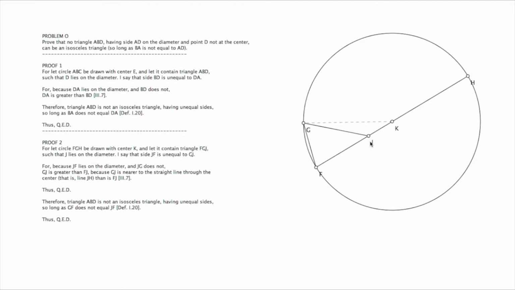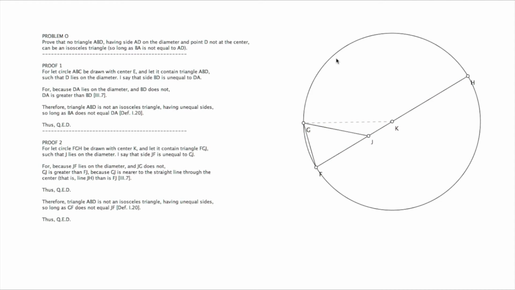Now, in the previous case, we saw that the side on the diameter is actually longer than the side not on the diameter. But in this case, it's going to be shorter, right? JF is going to be shorter than GJ. Because JF lies on the diameter and JG does not, JG is going to be greater than JF because JG is nearer the straight line through the center. And that, of course, is JH.